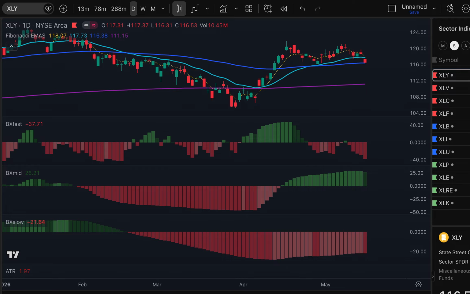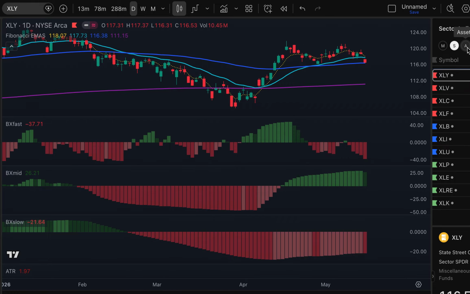So those are the 11 sector ETFs, color-coded according to the BX Slow. The only one that looked really great was the technology sector, XLK. That's leading this recent market rally, and the others that are green are real estate, energy, and staples, with staples just coming into the green.